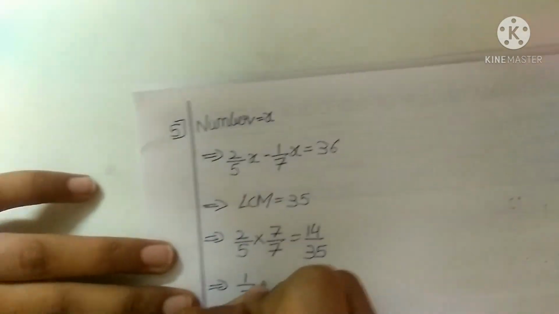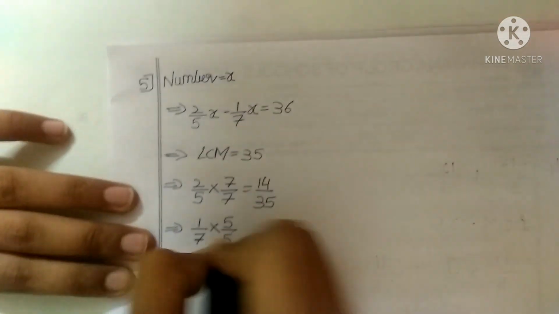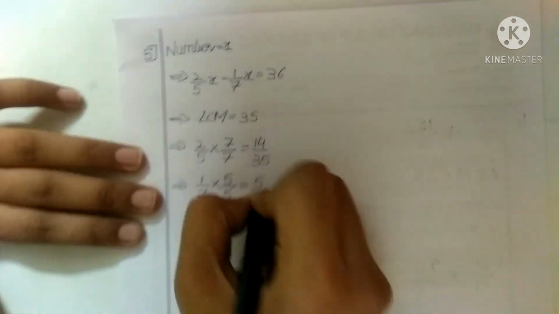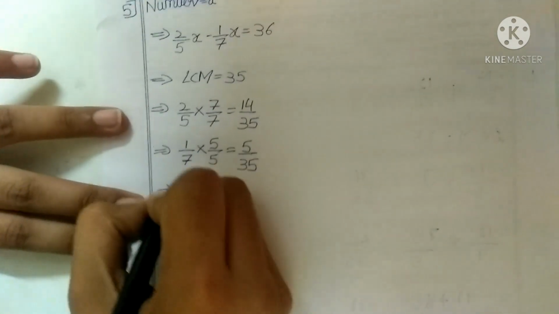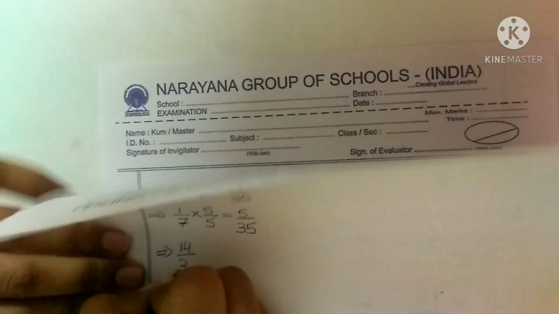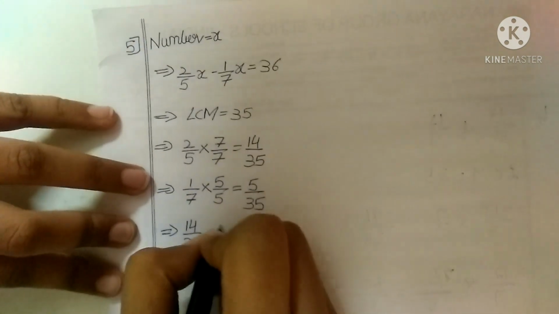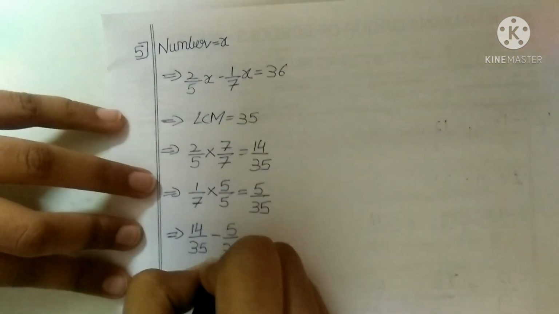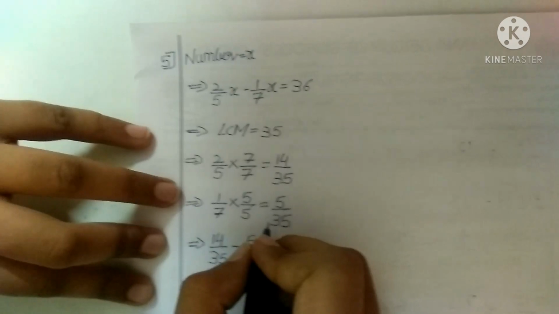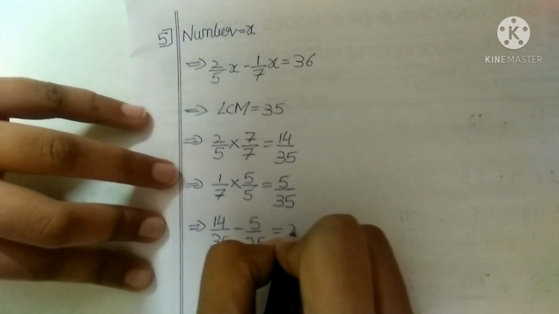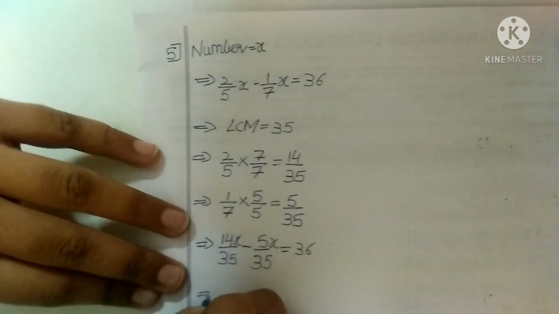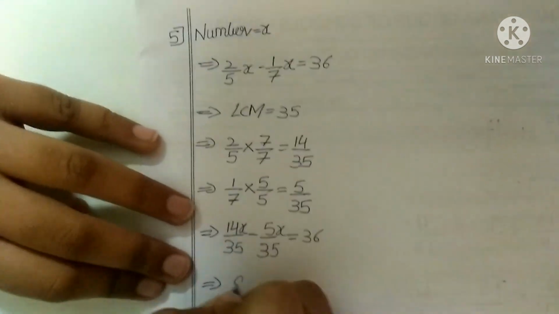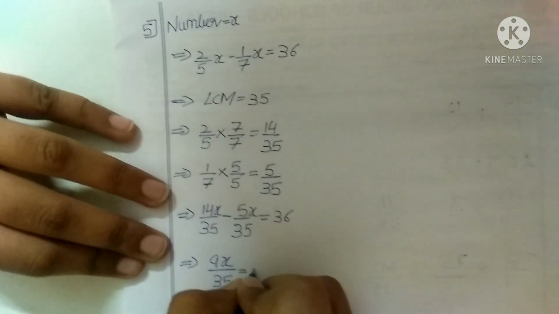Now let us solve the 1 by 7 also. By multiplying 1 by 7 into 5 by 5, we get 5 by 35. Now we should subtract 14 by 35 minus 5 by 35. By doing subtraction we get 9x by 35, that is equals to 36.